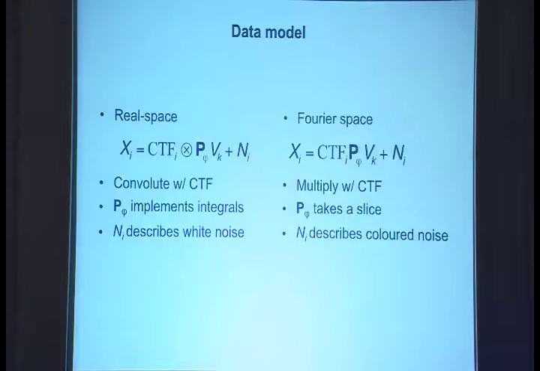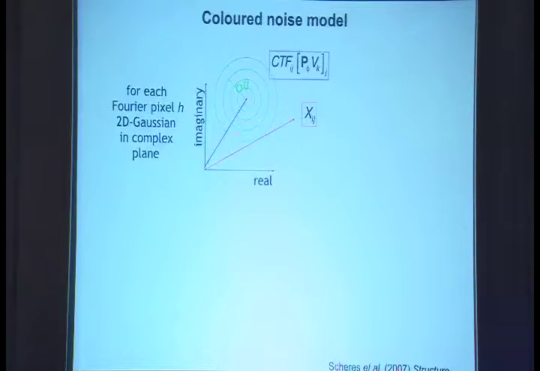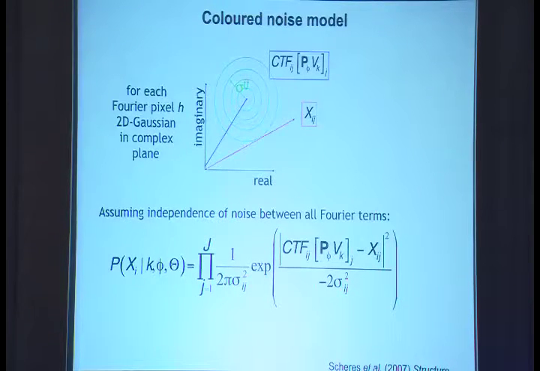The noise model, which is described in real space and Fourier space, is different. In real space, it's called white noise, and in Fourier space, we call it colored noise. This is again coined by Sjors. So this is the experimental image, and then you have the CTF, which gives some artifacts. You multiply that, and you get certain noise. So this noise is actually over all the frequencies in the Fourier space.